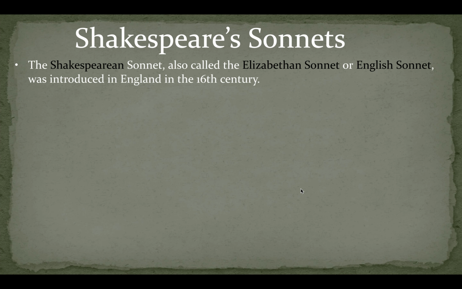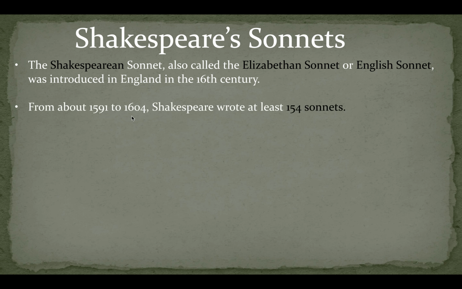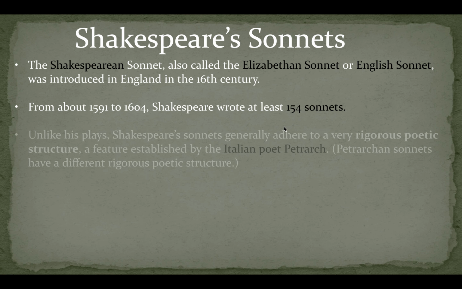All right. Now, we've talked about this, but I find that repetition helps you guys remember stuff. So the Shakespearean sonnet is called the Elizabethan sonnet or an English sonnet. Introduced in England in the 16th century. Recall that the 16th century occurred during the Renaissance. Now, from about 1591 to 1604, Shakespeare wrote at least 154 sonnets. We say at least because it's very possible that he wrote lots more that did not get published. You know, I write a lot of bad poetry that no one's ever seen. I'm not saying that Shakespeare ever wrote bad poetry, but it's very possible. So we know of 154, so at least.